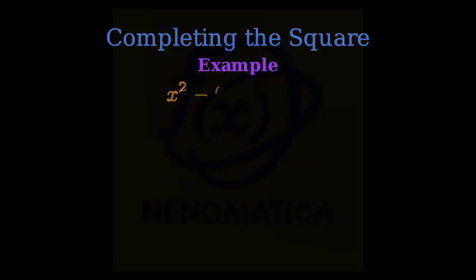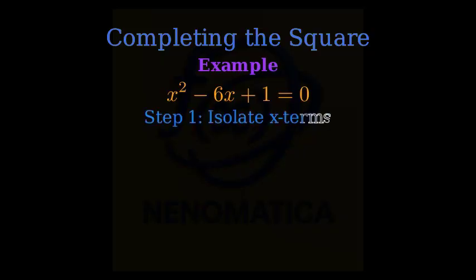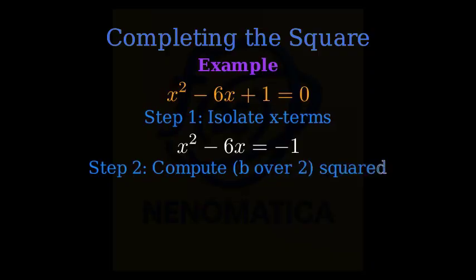In this lesson, we will solve a quadratic by completing the square. Here is the example we will solve: x squared minus 6x plus 1 equals 0. Step 1. Isolate the x terms. Move the plus 1 to the right side by subtraction. Step 2. Compute the square. You must add to complete the square.